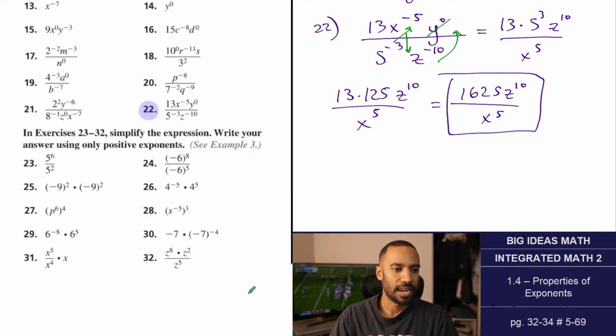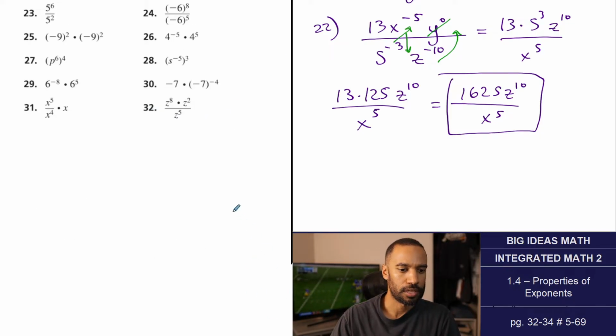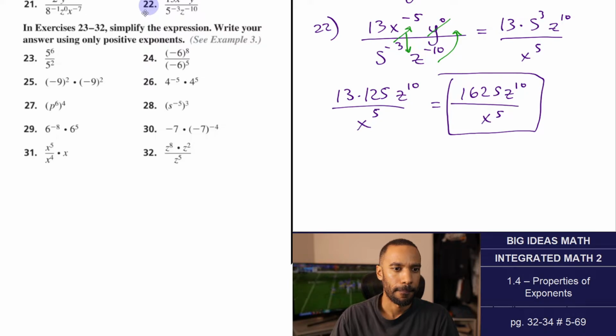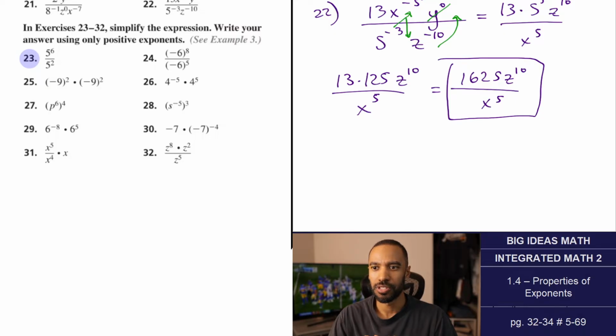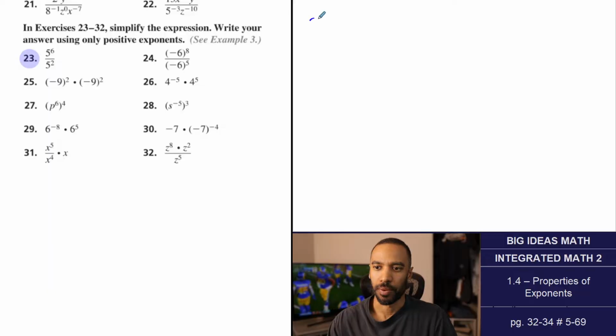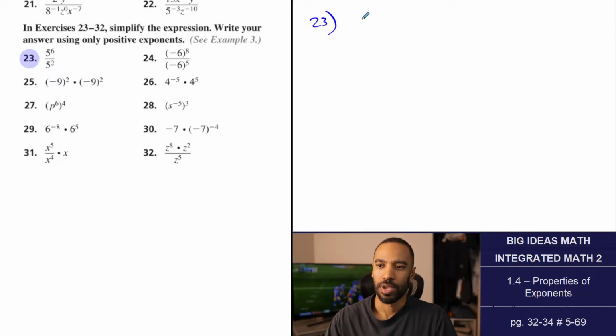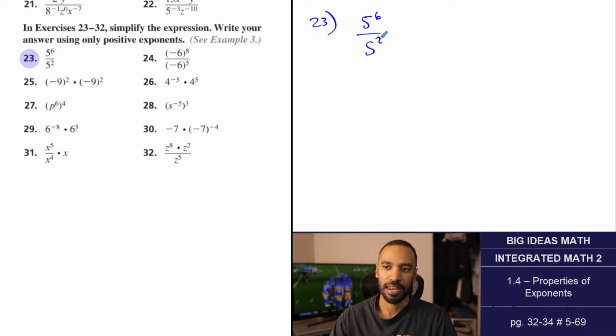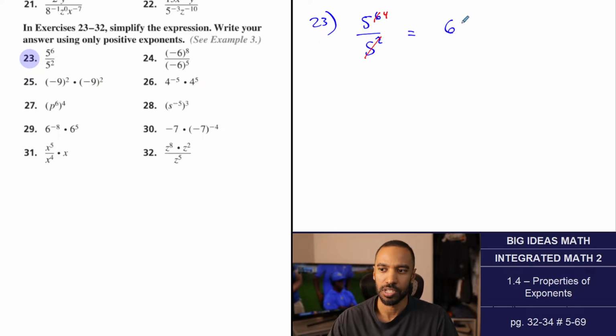So that's that set, and now we're going to start doing more with the other properties. This is a quotient of powers that I see here, for example. So number 23, we have 5 to the 6th over 5 squared. Now, as I said in the notes portion, the way I'll be doing this is we'll divide out the 2 5s down below and 2 of the 5s up top, and we'll be left with 4 of them. So now we're left with 5 to the 4th up top, which is 625.